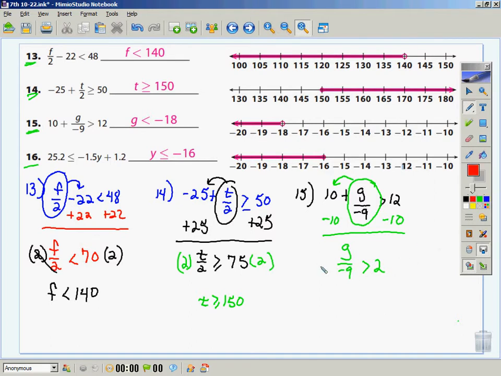G is being divided. The opposite of division is multiplication. I'm going to multiply both sides by a negative 9. When I multiply by a negative, my inequality has to be flipped, and this would be g is less than a negative 18. It's an open circle because it can't be equal to, and it's going to be going to the left because it says it's getting smaller.